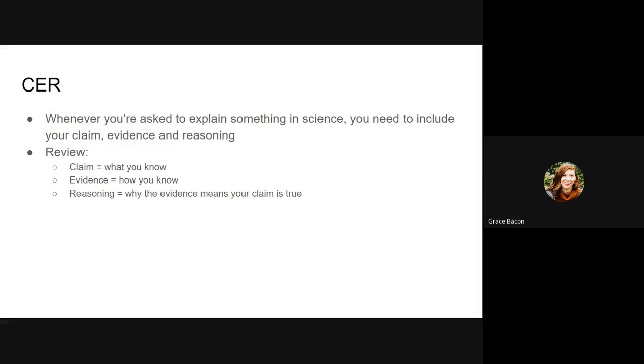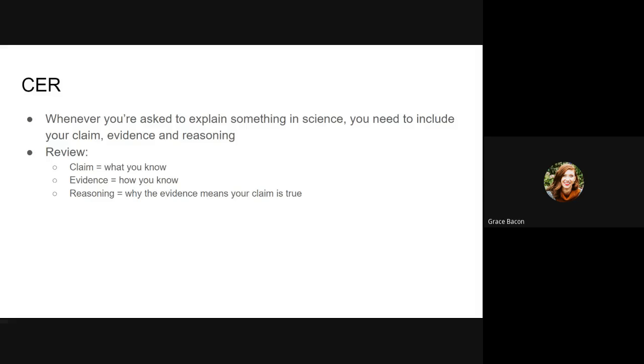And it's not specifically written that you need to write claim, evidence, and reasoning like we've been doing. But whenever you're writing an explanation in science, having those three things is the way that you can actually show that you've made your argument for whatever your claim is. So even though it doesn't say specifically write a claim, evidence, and reasoning, that's what you should be doing in order to write an explanation.